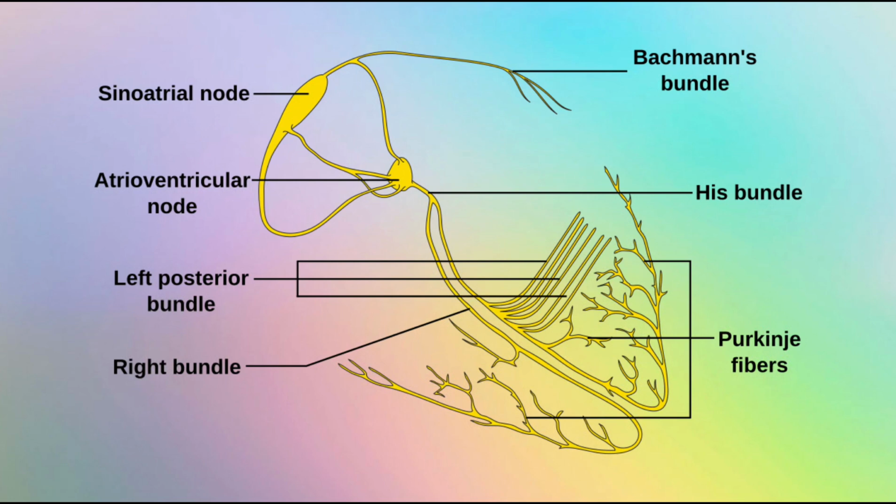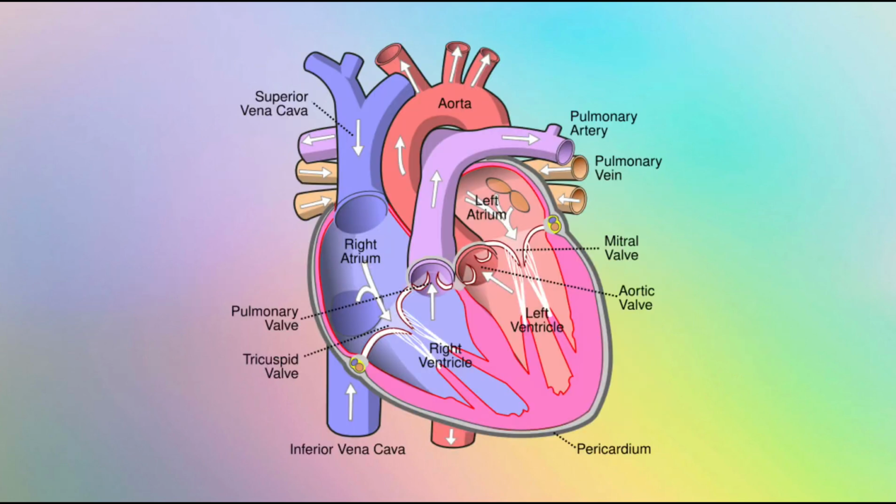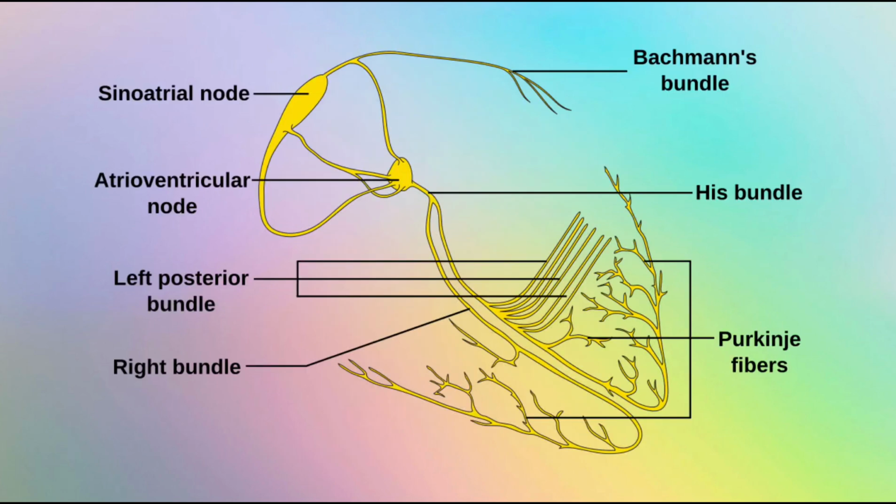A bundle of nodal fibers, the AV bundle, continues from the AVN, which passes through the atrioventricular septum to emerge on the top of the interventricular septum and immediately divides into right and left bundles. These branches give rise to minute fibrils throughout the ventricular musculature of the respective side and are called Purkinje fibers.